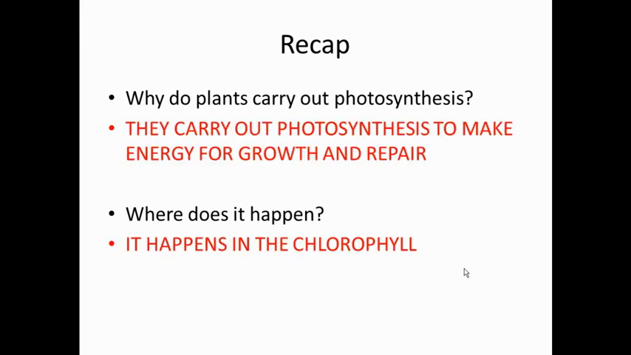Okay, so they carry out photosynthesis to make energy for growth and repair. If you've included that they make glucose to get energy for growth and repair, fantastic, well done. And where does it happen? It happens in the chlorophyll. If you've said the chloroplast, that's absolutely fine, okay? It's just that the chlorophyll is found within the chloroplast.